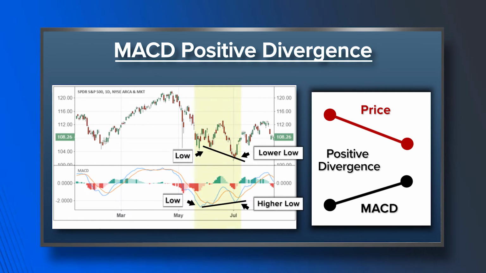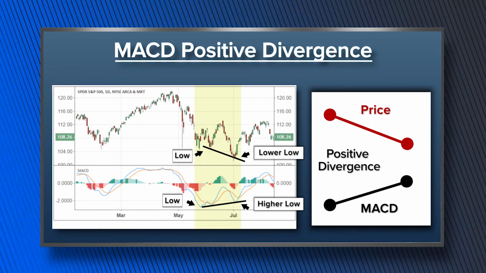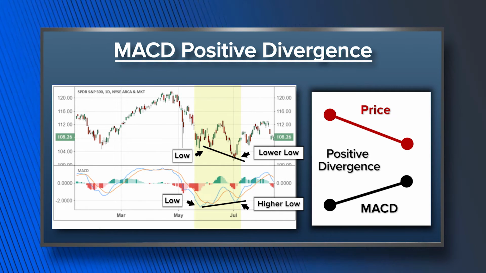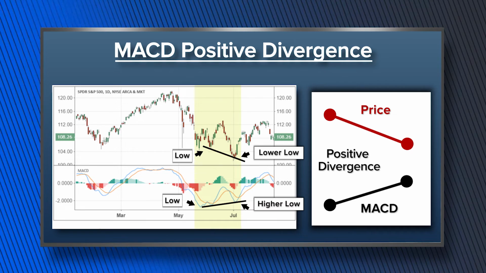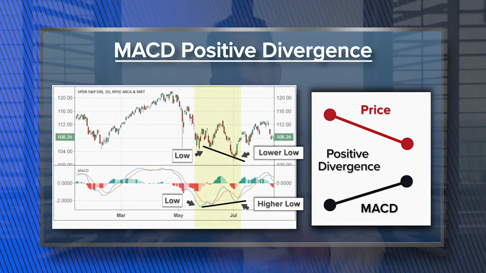So if you see that MACD put in a low and then a higher low, while the stock puts in a low and then a lower low, that buy signal that follows from the MACD is definitely potent, and it is to be respected.